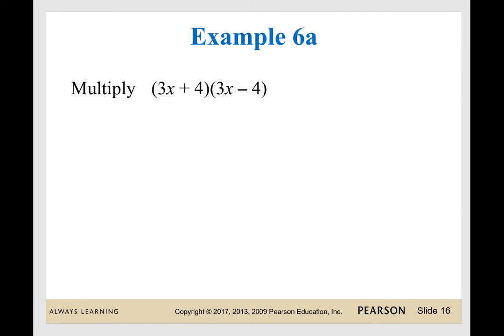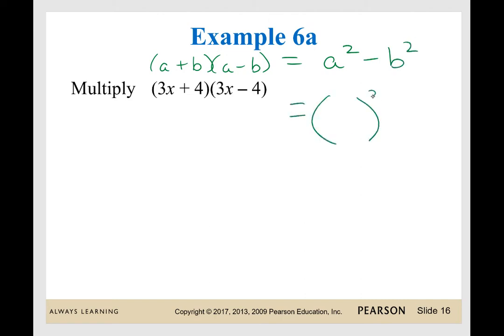All right, so 3x plus 4 times 3x minus 4. Notice it fits the pattern, right? This is a plus b, and this is a minus b. So I know my pattern is going to be a squared minus b squared. So the first thing I'm going to do is write down those parentheses. Okay, what is in the a position? In the a position in each of these is 3x. So 3x is going to go right there for the a.